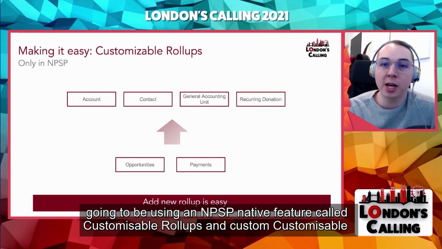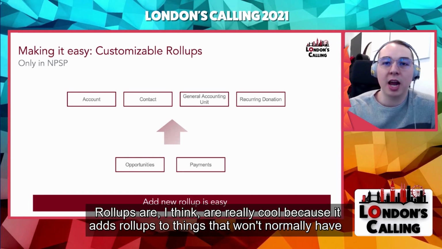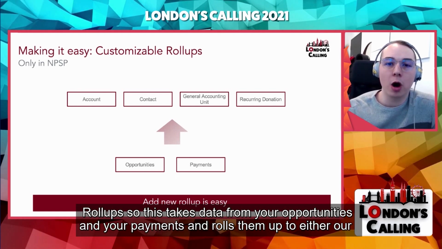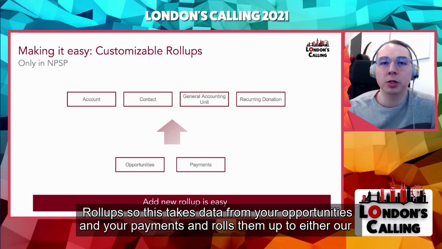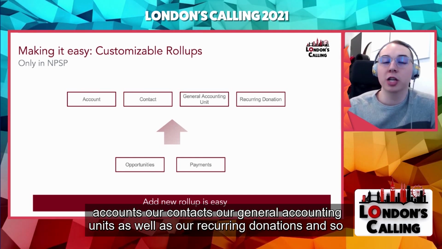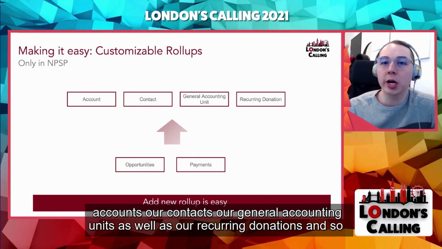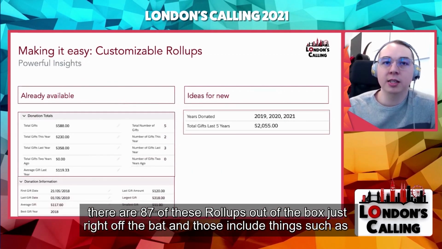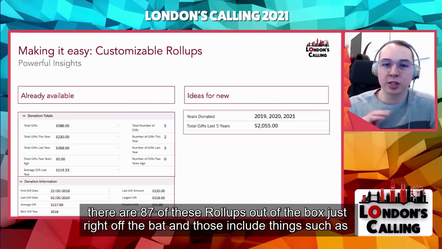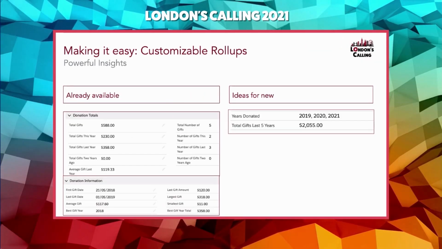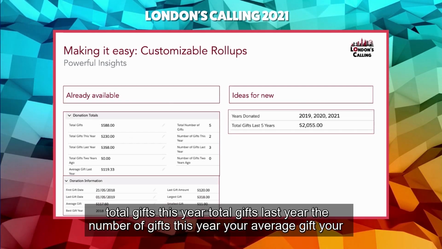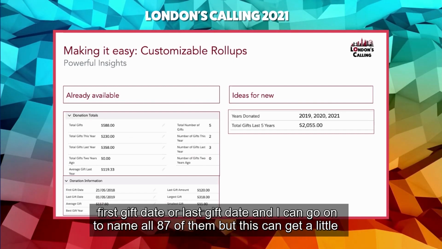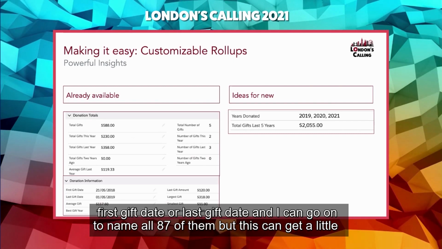Customizable rollups are really cool because they add rollups to things that won't normally have rollups. This takes data from your opportunities and your payments and rolls them up to our accounts, our contacts, our general accounting units, as well as our recurring donations. There are 87 of these rollups out of the box, right off the bat. Those include things such as total gifts this year, total gifts last year, the number of gifts this year, your average gift, your first gift date, their last gift date, and I could go on to name all 87 of them.